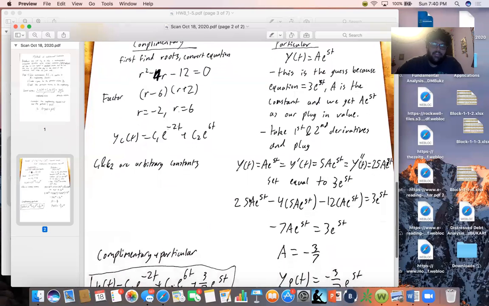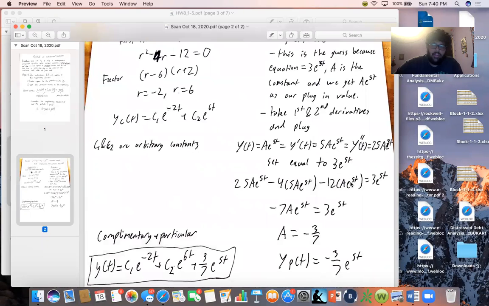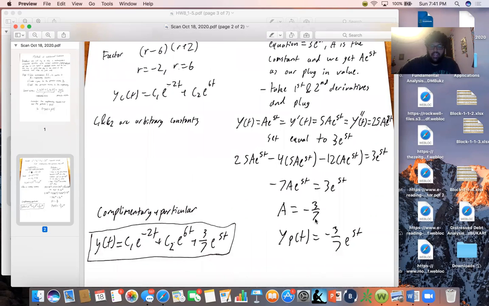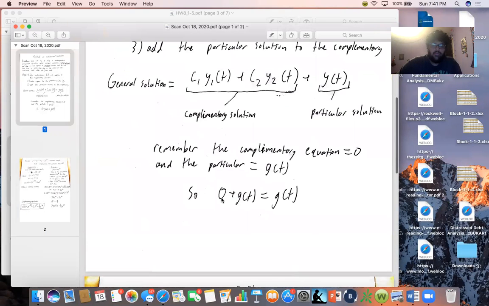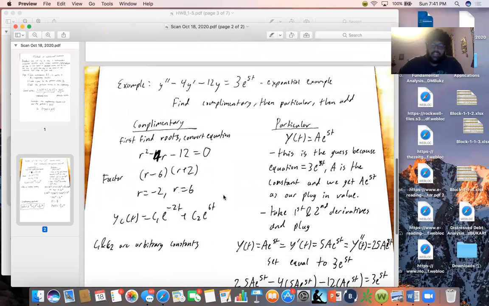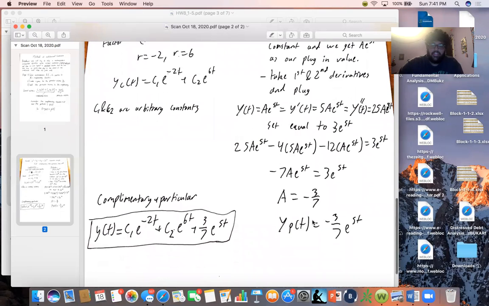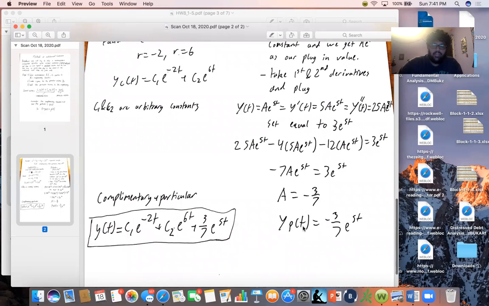You take that all and set it equal to 3e^(5t), and then you do the algebra, and you get -7A e^(5t) = 3e^(5t), and then A = -3/7. So -3/7 is what makes this work, and that's what we want. Remember, we want to get 0 plus g(t) equals g(t). So the particular solution yp(t) = -3/7 e^(5t).